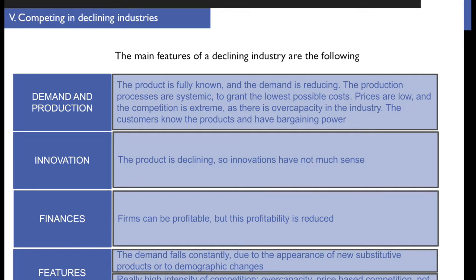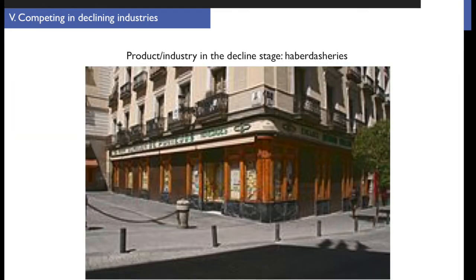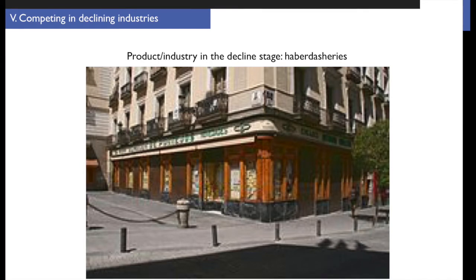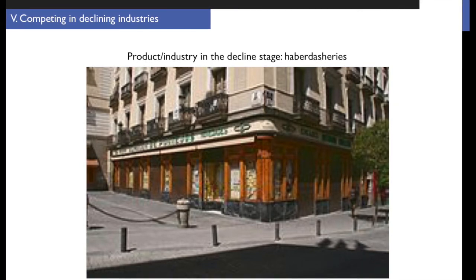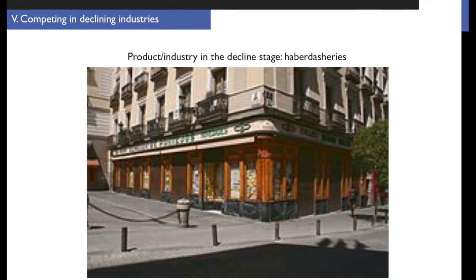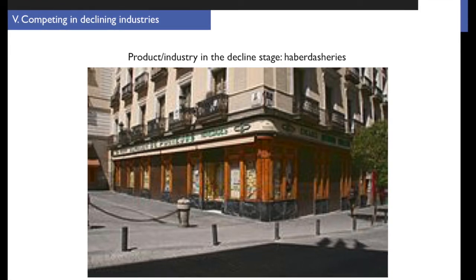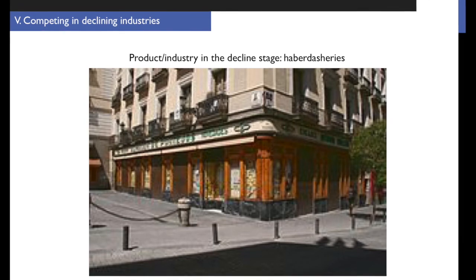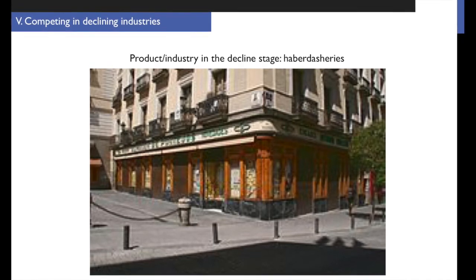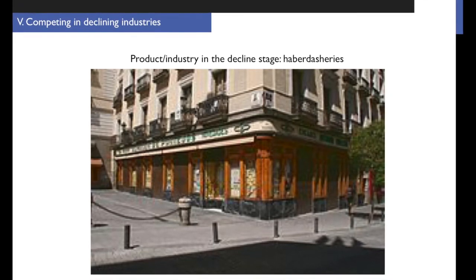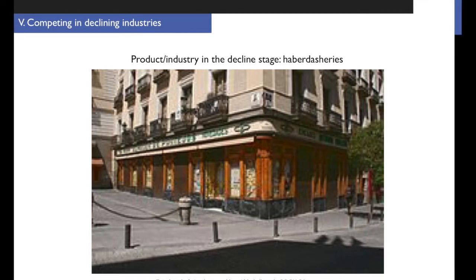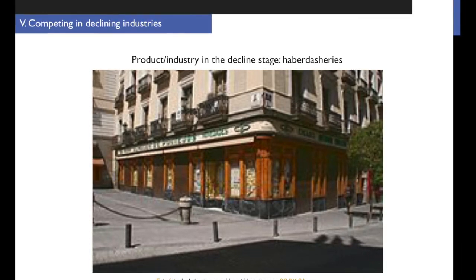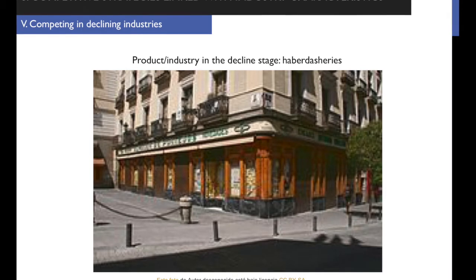Well, let me tell you about an industry which is under this condition, which are haberdasheries. The generation of our grandparents or of our parents used to go to haberdasheries. Sometimes they even knit their own clothes, or well, they had that hobby, or they had that more than hobby. They used to do that kind of things. Okay, nowadays we don't know. The majority of us are not used to do these kind of things.